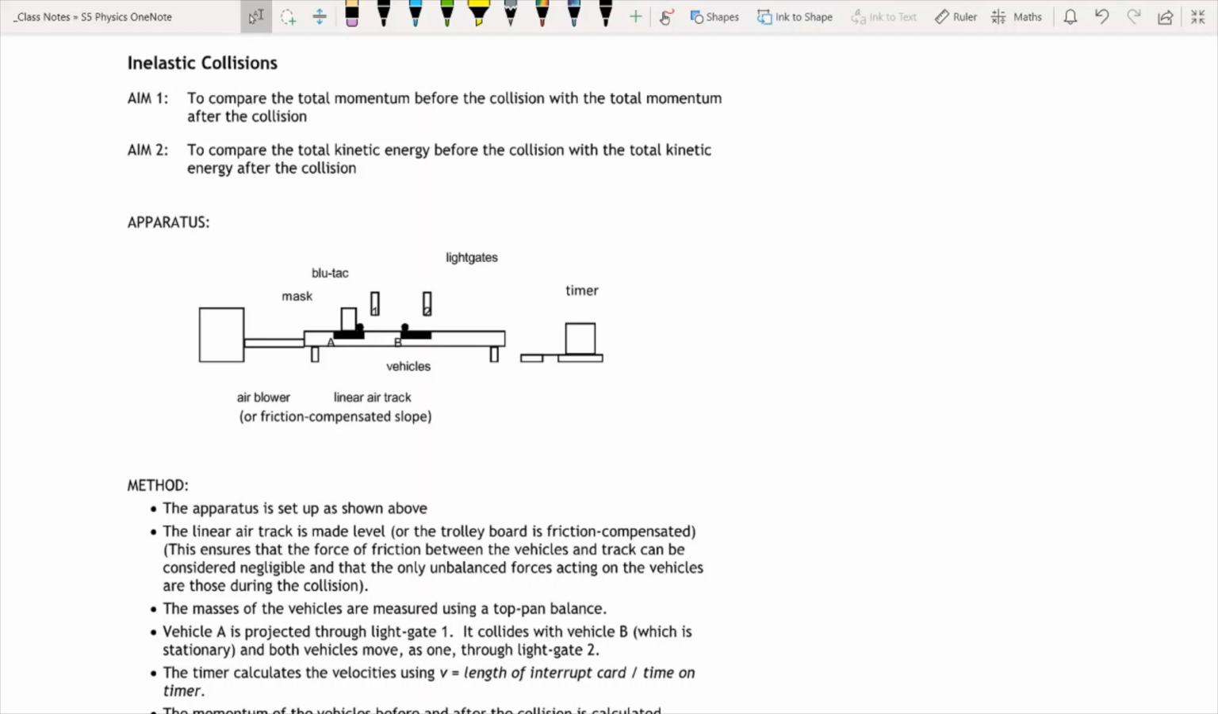Okay, so inelastic collisions, generally what happens is something moves along a track, so let's say this one, and there's one that's stationary. This moves along, and I'll show you in 2 seconds, hits that, and then they both move off together. That's generally what happens in an inelastic collision. Okay, so let's just show that happening.